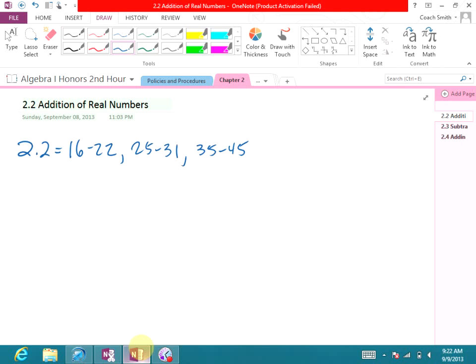All right, 2.2, we're going to talk about adding real numbers, okay? Adding real numbers. So let's go to the board, ladies here, if y'all can do it in your spiral. All right, so let's go to the board.